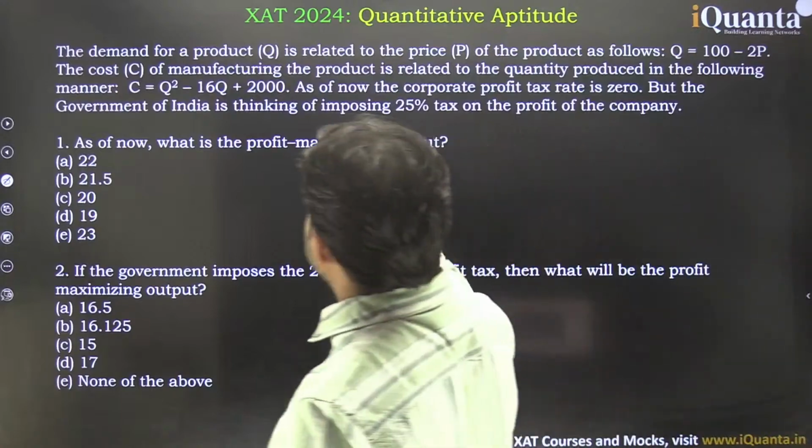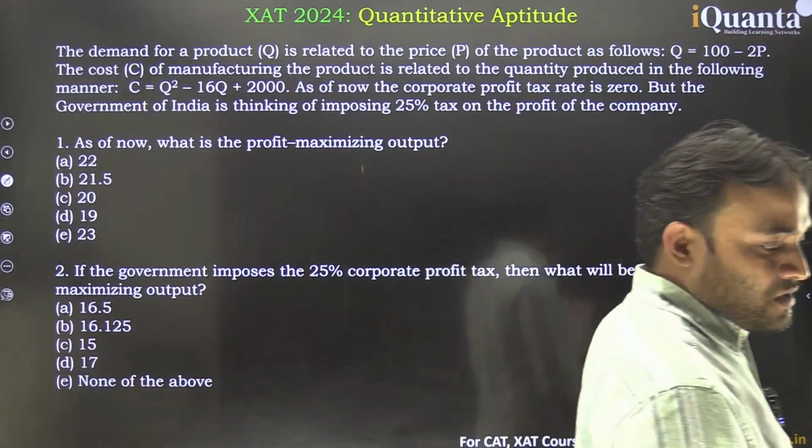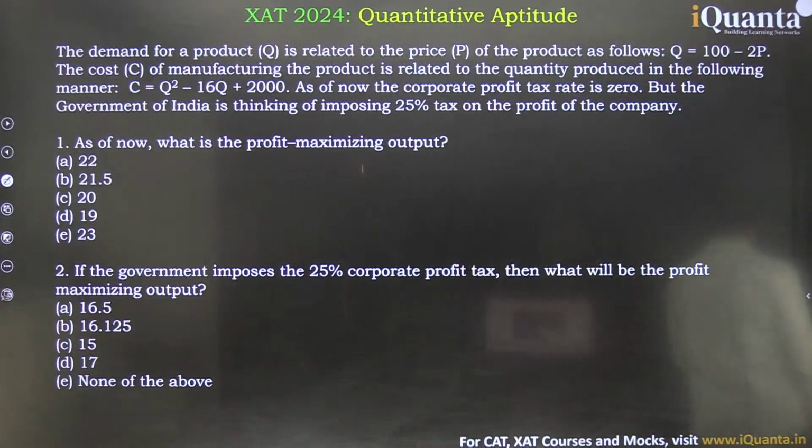Maximizing output means number of products. Okay, maximizing output means product value, maximum number of products that can be manufactured to maximize profit.